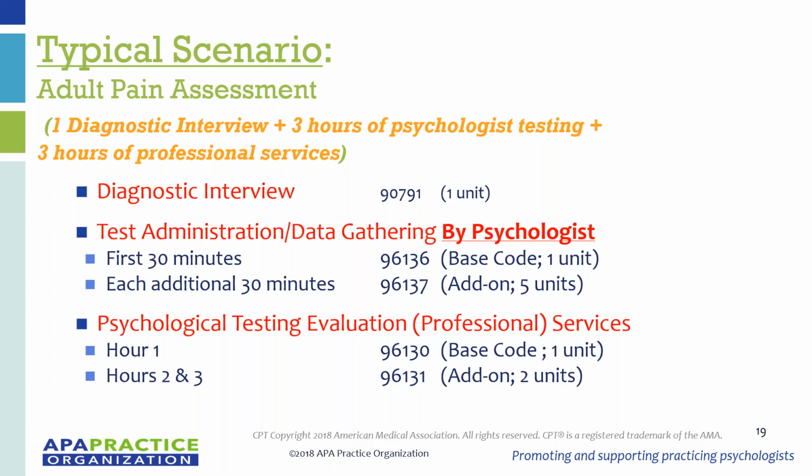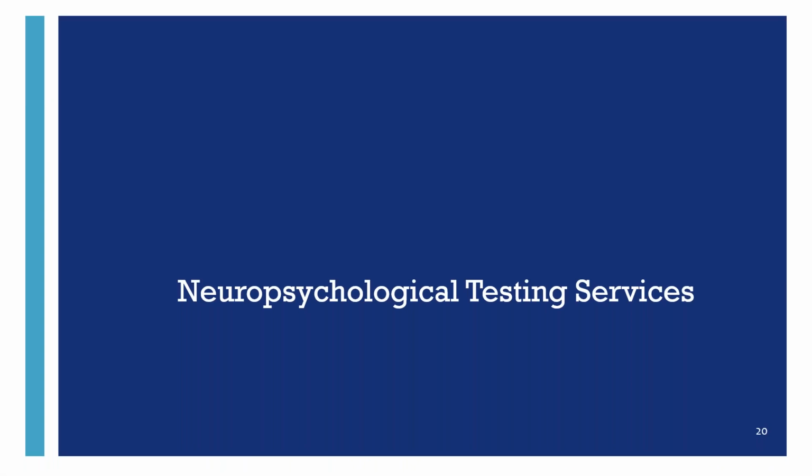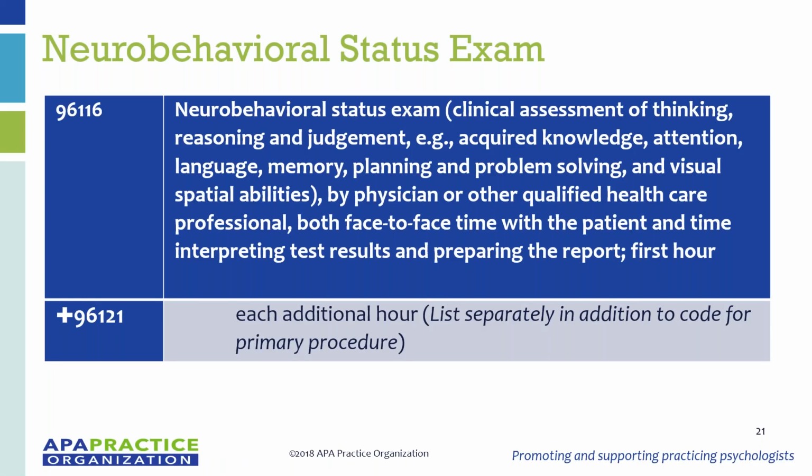And now, Neil, let's go on and dig deep with the neuropsychological testing services. Okay. If you're conducting a neuropsychological evaluation, you're more likely to be using the neurobehavioral status exam for your clinical interview and your neurobehavioral status exam. So that would be the 96116 code that we've all been accustomed to using, clinical assessment of thinking, reasoning, and judgment, acquired knowledge, attention, language, memory, planning, problem-solving, visual spatial abilities by physician or other qualified healthcare professional, both face-to-face time with the patient and time interpreting test results and preparing the report.